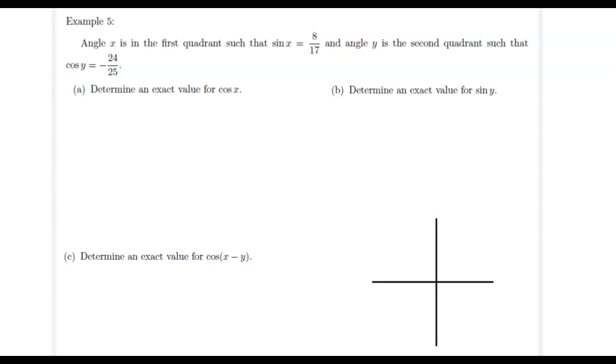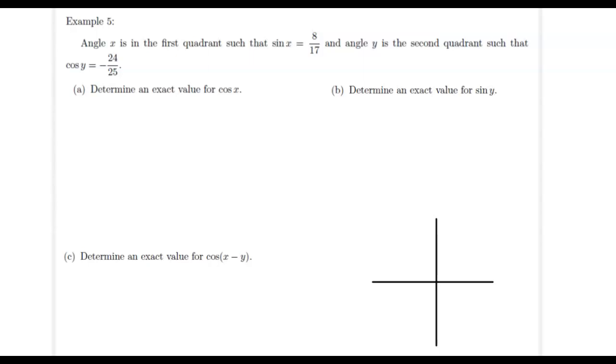In this example, we have to determine the exact value for cos x, sine y, and then the exact value for cos(x minus y). But in our question, they've given us some information. So there's a lot going through here. So let's highlight or underline some of the important pieces and where they fit together.